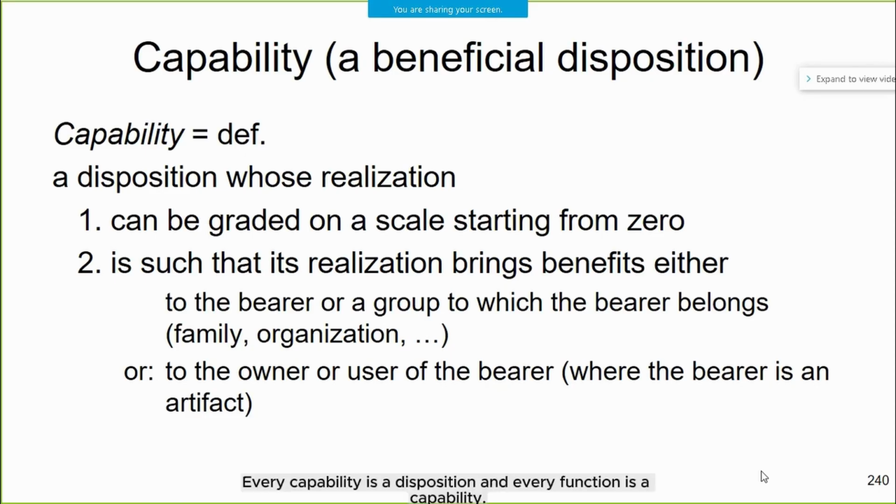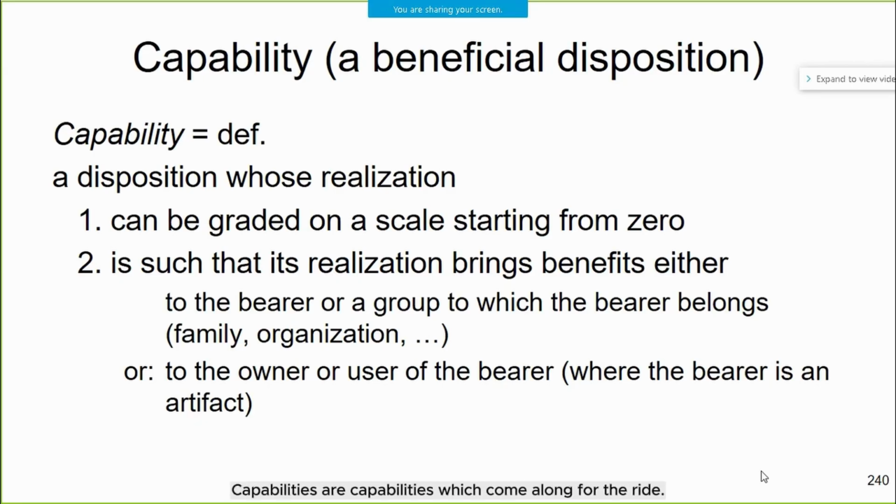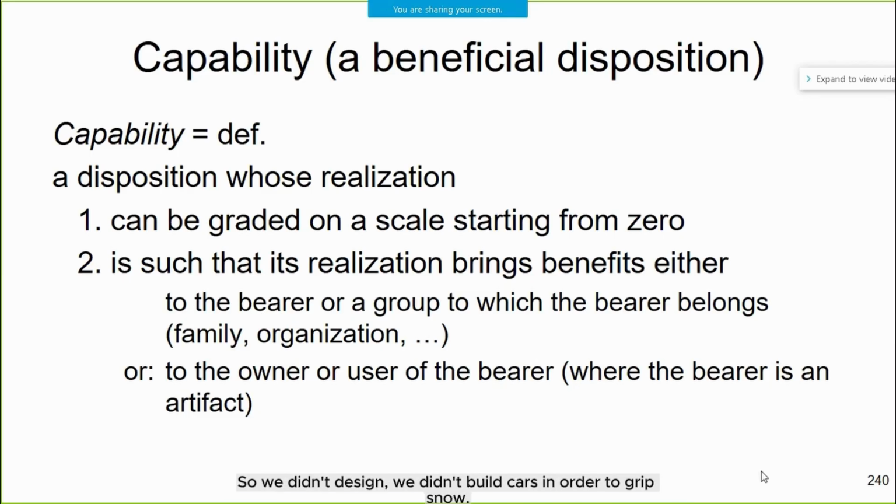Every capability is a disposition, and every function is a capability. The functions are the capabilities we design things for. Other capabilities are capabilities which come along for the ride. So we didn't build cars in order to grip snow. We design cars. Cars have the function to transport people. Some of them have the capability to transport people even on snow and icy roads.